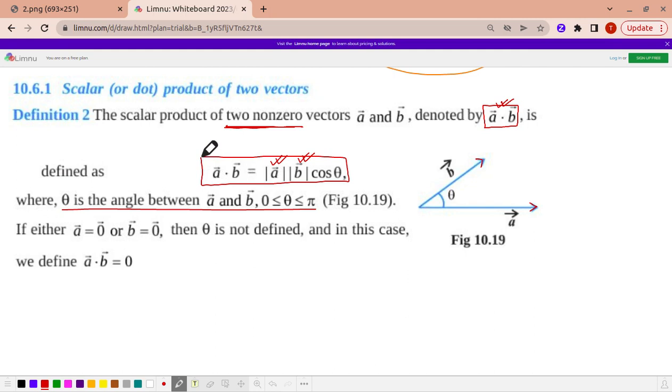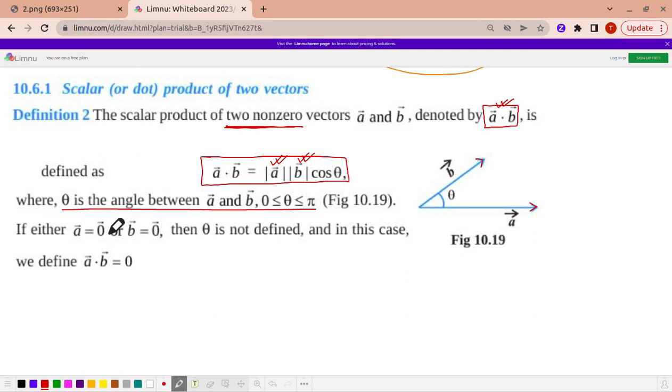If you notice, dear students, a few minutes back I told you that A dot B is a scalar quantity, and it is evident from the definition of A dot B. How? Mod A is a scalar quantity, a magnitude. Mod B is also a scalar quantity, a magnitude. And cos theta is a real number between -1 and +1; the value of cos theta belongs to the closed interval -1 to +1. So the product of the three real numbers, mod A, mod B and cos theta, is a real number, a scalar quantity.